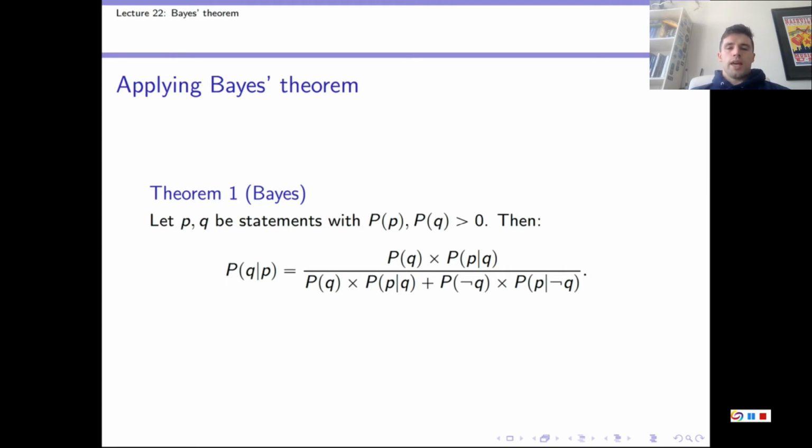So here's the theorem again. A typical problem that asks you to apply the theorem will involve you calculating all the probabilities that are on the right hand side so you can figure out what P of Q given P is, so you can figure out what the left hand side is. So let's have a look at an example where we do that.